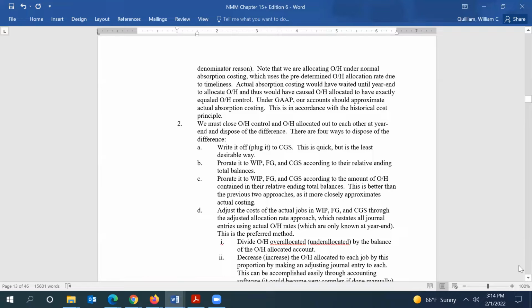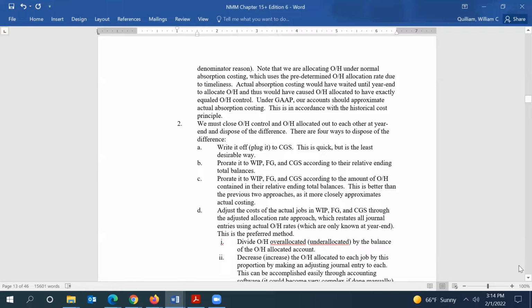So we've got to work our way back to actual costing. We've got to act like we waited until year end to figure out the overhead allocation rate. And we have to act therefore like we have exact numbers and we don't have any under or over allocated overhead. So we have to close overhead control and overhead allocated out to each other at year end and dispose of the difference. There are 4 ways to dispose of the difference.